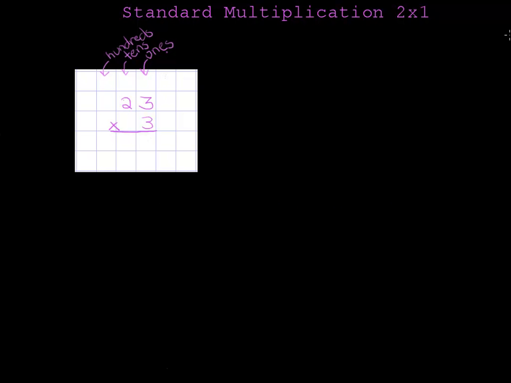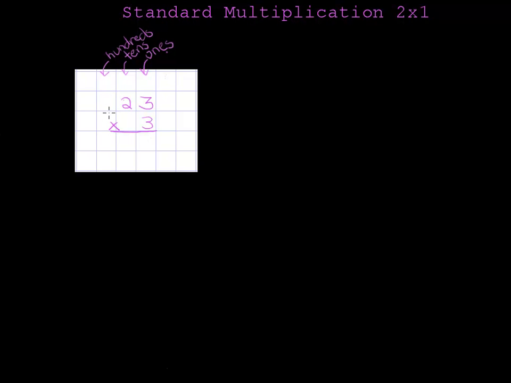Hi, in this video we are going to learn how to do standard multiplication of a two-digit number times a one-digit number. So let's take a look at our problem. We have a two-digit number, 23, and a one-digit number underneath. Notice that we line the problem up in the ones column. And I've also labeled my tens column and my hundreds column.